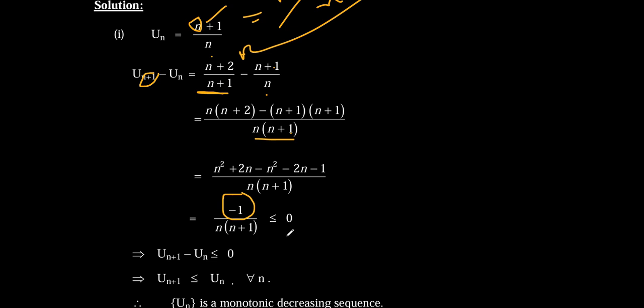Now, what does this expression tell you? So far as n is a natural number, you will always get a value less than 0 because the numerator is negative 1. No matter the value you get here, it is negative, so the value is always less than 0. Now, if the value is always less than 0, what does it tell you about this expression? It tells you that this U of n is greater than this U of n plus 1.